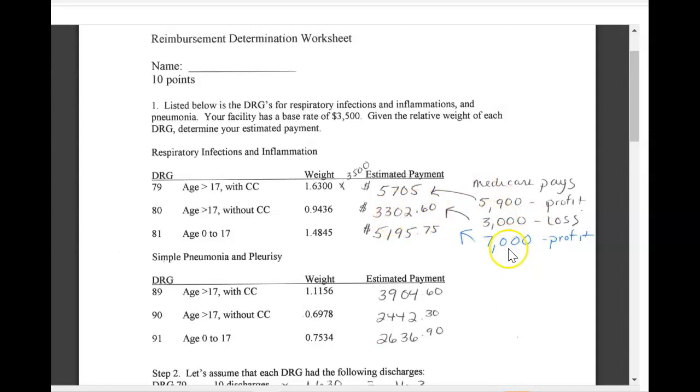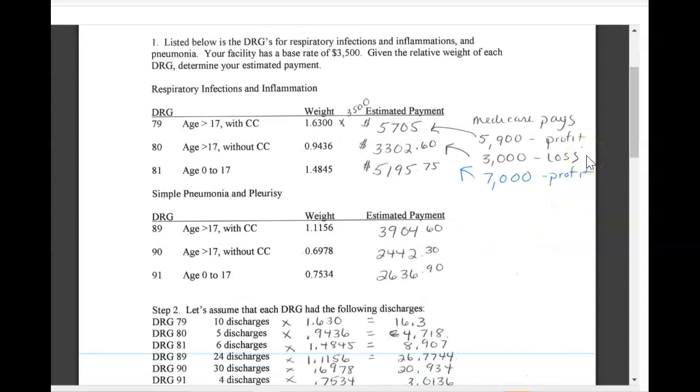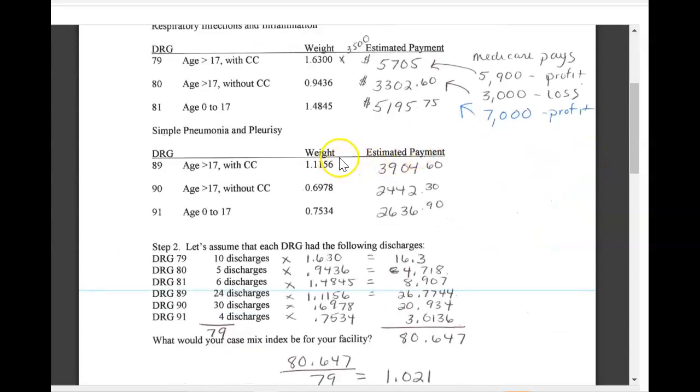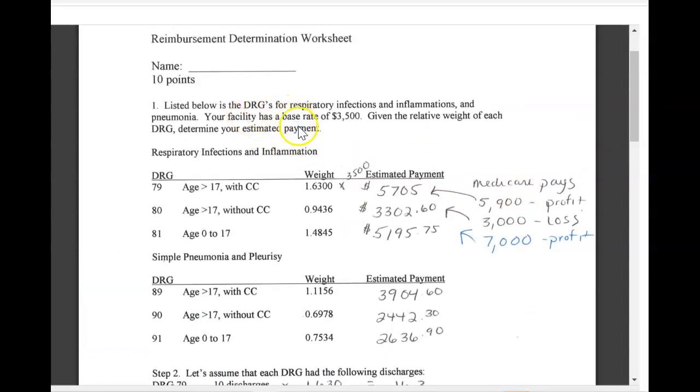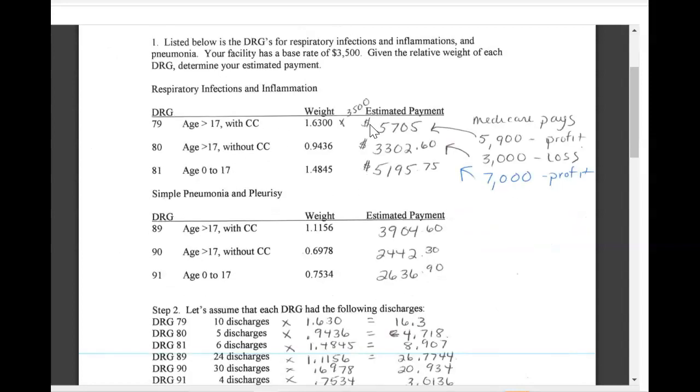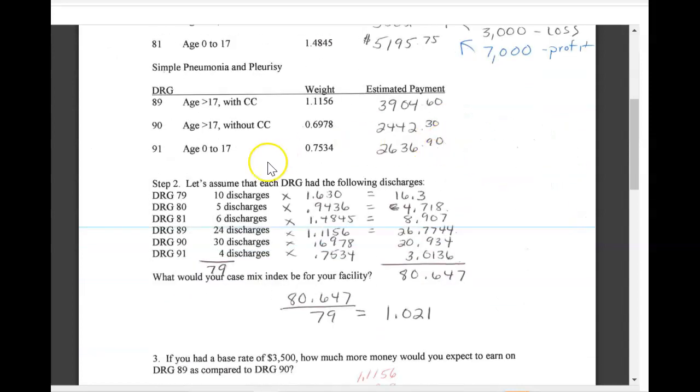Okay, so a lot of times it evens out. This one here, we're going to say Medicare pays $7,000 for DRG 81. So once again, you make a profit. You do not have to pay that money back. Okay, so you can go through here, same thing, times 3,500 to come up with your estimated payment. Keep in mind, these here, DRGs for respiratory infection, we are finding out our payment for the DRG. Now we are going to do case mix.